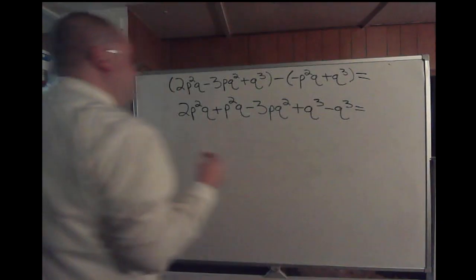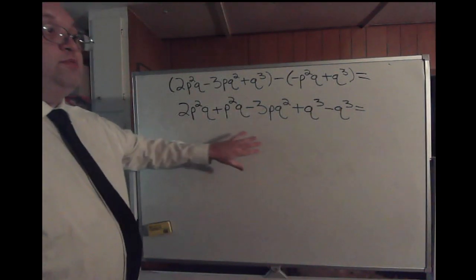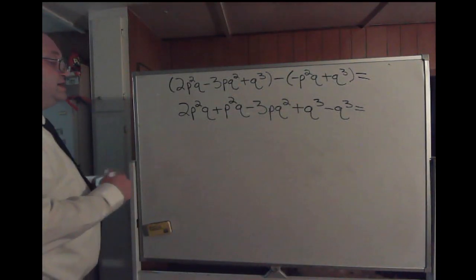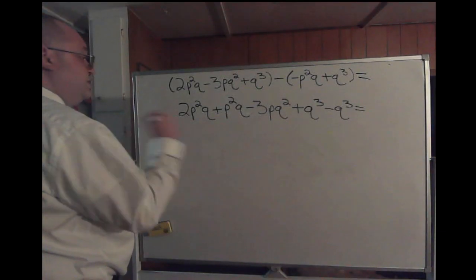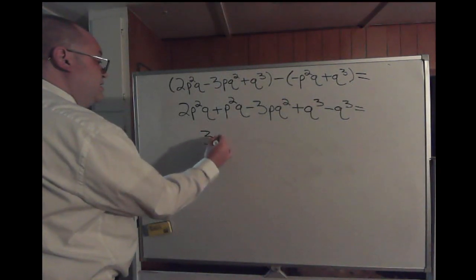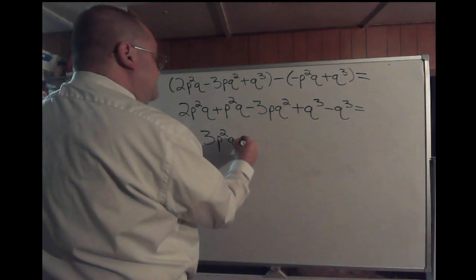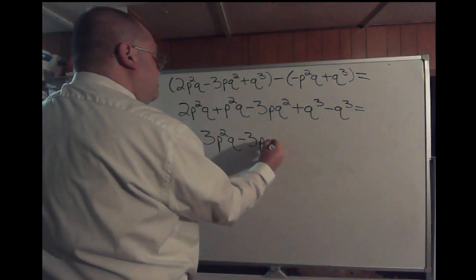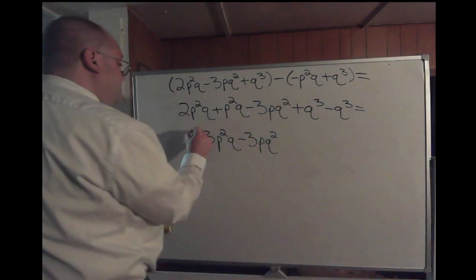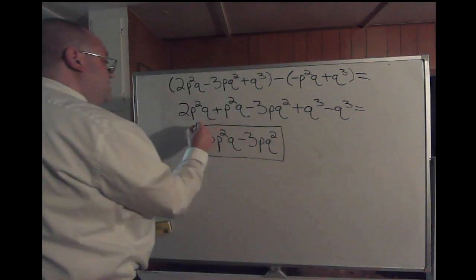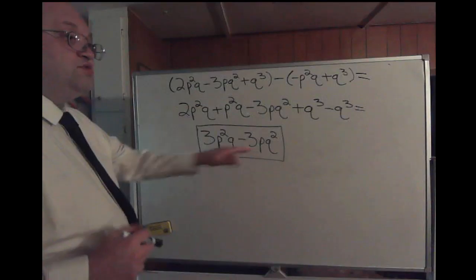So we have arranged the like terms now together. That makes our life a lot easier when we go to simplify this. So we add the coefficients of 2p squared q plus p squared q. That'll give you 3p squared q. Now you have just minus 3pq squared. Then you have q cubed minus q cubed. That goes to 0. That's done. So the answer you should get for this is 3p squared q minus 3pq squared.